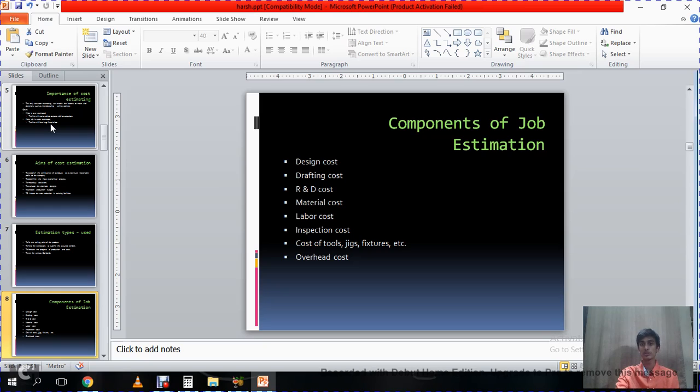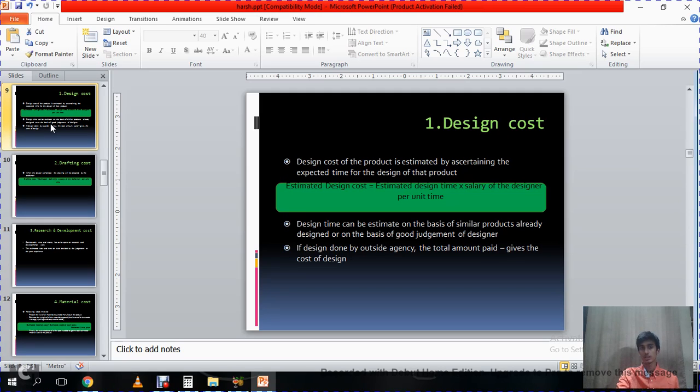Now, here are the components of job estimation. They are namely design cost, drafting cost, R&D cost, material cost, labor cost, inspection cost, cost of tools, jigs, fixtures, etc., and overhead cost. Now, we'll be learning in detail about each one of them separately. First comes the design cost. Design cost of the product is estimated by ascertaining the expected time for the design of that product. Design time can be estimated on the basis of similar products already designed or on the basis of good judgment of the designer. Basically, from past experiences or past projects like these, we can find the design time. If the design is done by an outside agency, the total amount paid gives the cost of the design.